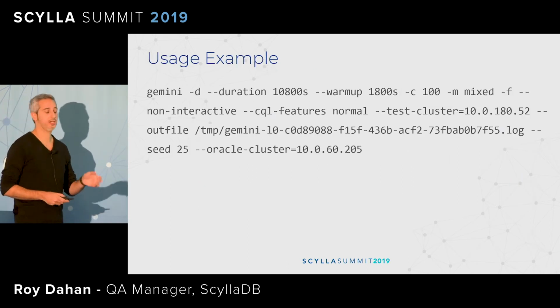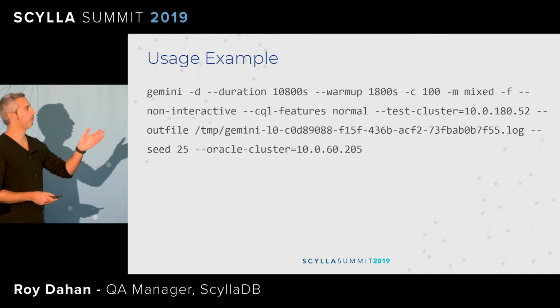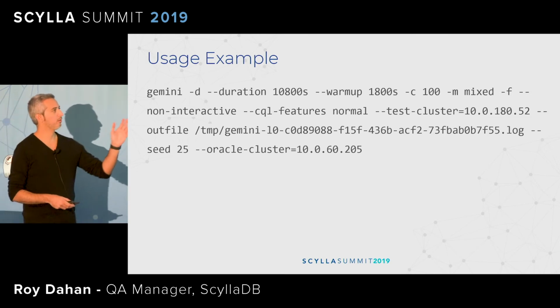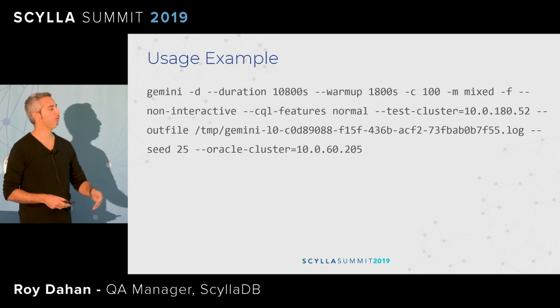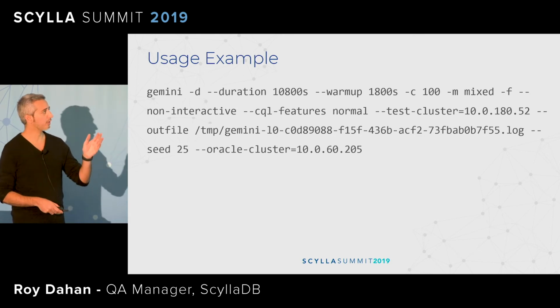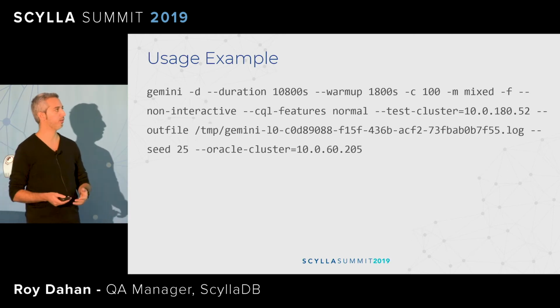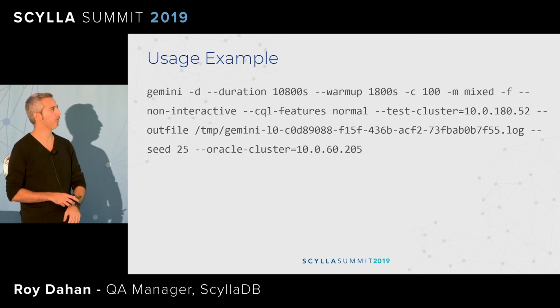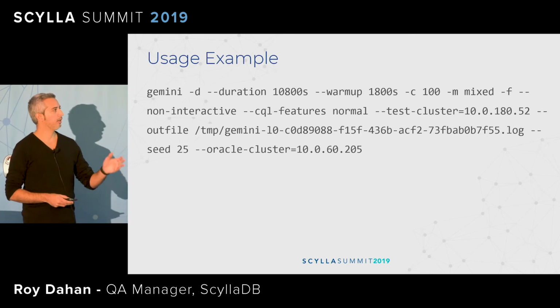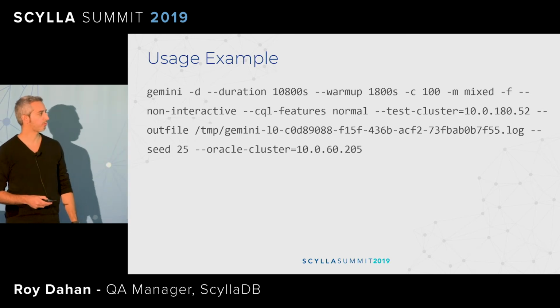So this is a command line example of how we run Gemini. There are several parameters, and there are even more parameters. They control when to stop, the duration, and the SQL features that we want to test, with basic, normal, and advanced levels that use things like materialized views. We supply the test cluster and the Oracle cluster.